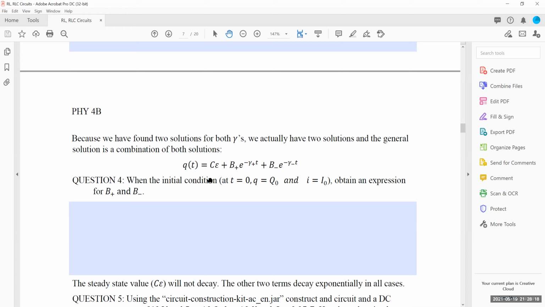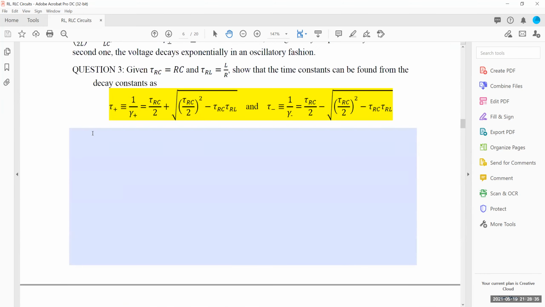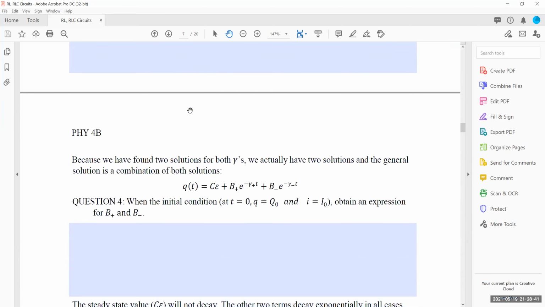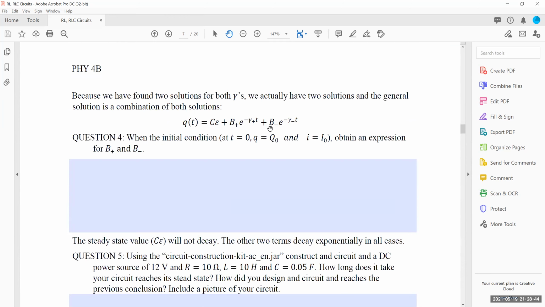Then you take the derivative of this expression, which gives you I. The derivative of the constant is 0. So the derivative in here is going to be minus gamma plus times b plus, or minus gamma minus times b minus. And you have the expressions of gamma in terms of all of the other parameters, namely R and L and C. And now you have to equate that to I naught at t equal to 0. Again, you will have minus gamma plus times b plus minus gamma minus times b minus equals I naught at t equal to 0, because the exponentials become 1.